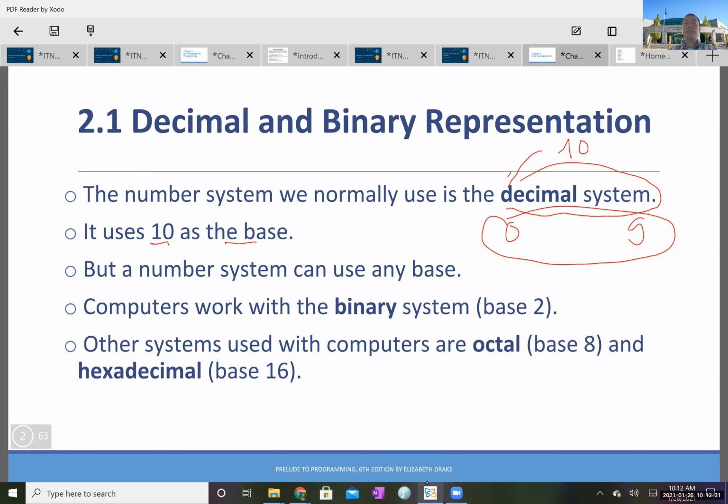But actually the number system can use any base. And the computer works with the binary system. It's base 2, because for each digit you only have 2 possible values, 1 and 0 only. That is the binary. And some other systems can use base 8 or base 16. Base 16 is the hexadecimal, which means you have 16 here.